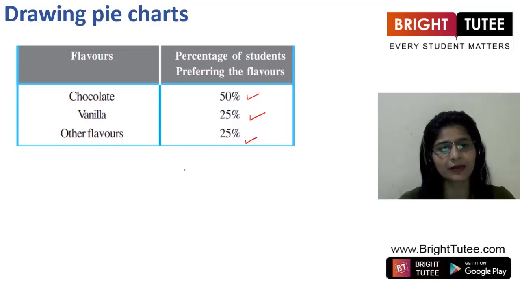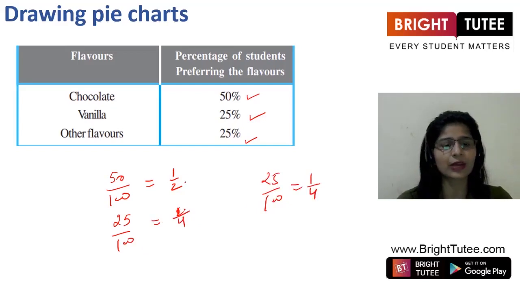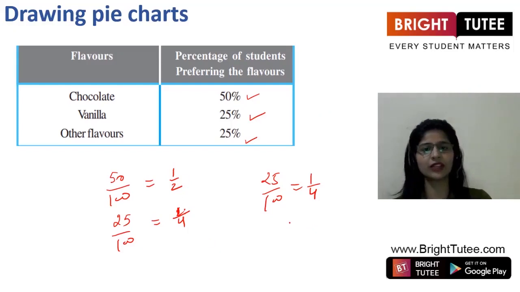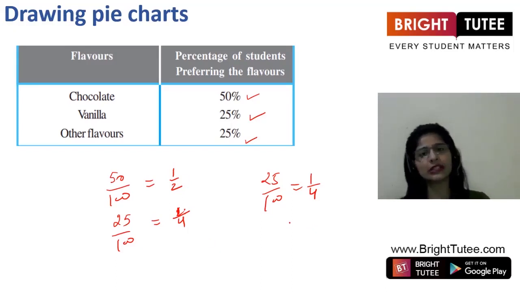So if I see 50%, then the fraction of it is 1 by 2. For vanilla, 25 upon 100 is 1 upon 4. And the third one is again 25%, so it is also 1 upon 4. So we get 1 upon 2, 1 upon 4, 1 upon 4. Now to draw the pie chart, we always calculate the fractions, calculate the angles, and then draw a circle and make the pie chart. So let us have a complete idea of it and write the figures properly.